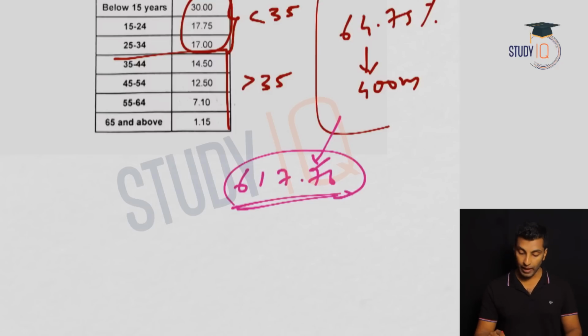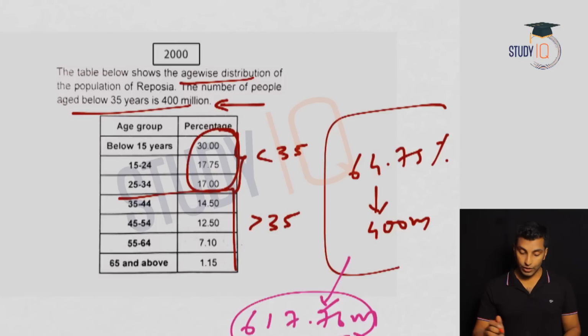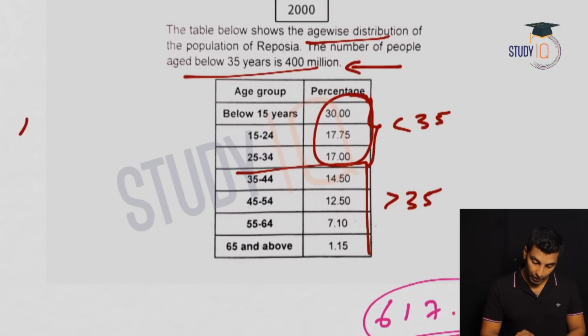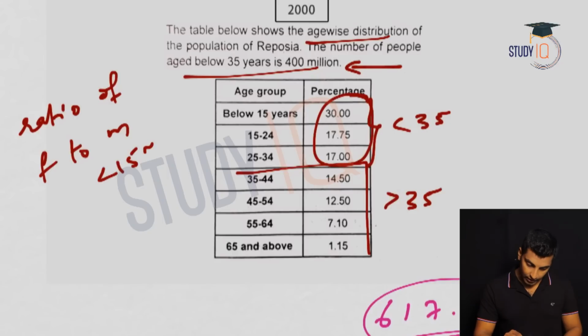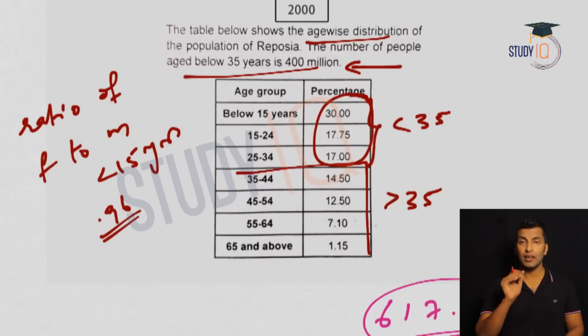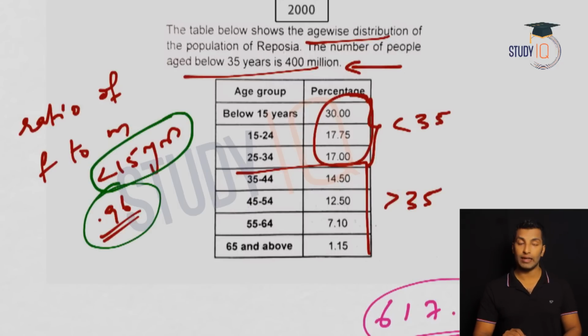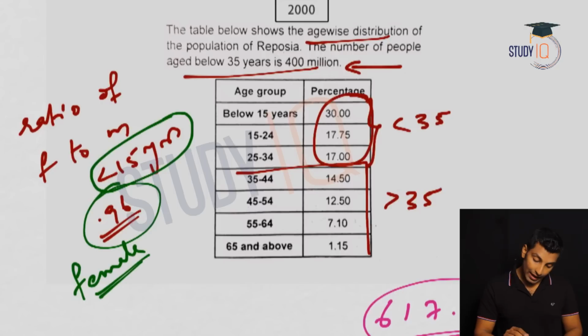617.76 million. Okay, now what else is given? Sorry, this question is not actually complete. One more piece of information is given, that is the ratio. The ratio of female to male below 15 years is given as 0.96. That means 96 for 100 or 960 for 1000. So below 15 years, the sex ratio or female to male ratio is given as 0.96. The question is, how many females are in the group less than 15 years?